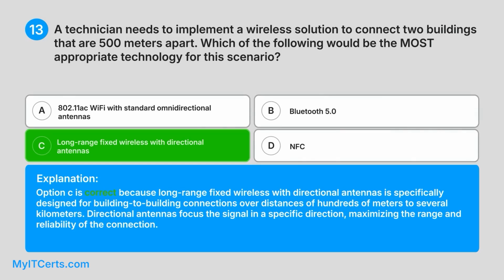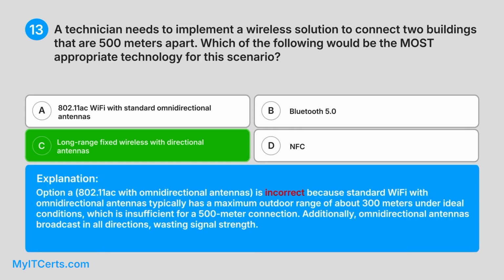Correct answer, C. Long-range fixed wireless with directional antennas. Explanation. Option C is correct because long-range fixed wireless with directional antennas is specifically designed for building-to-building connections over distances of hundreds of meters to several kilometers. Directional antennas focus the signal in a specific direction, maximizing the range and reliability of the connection.